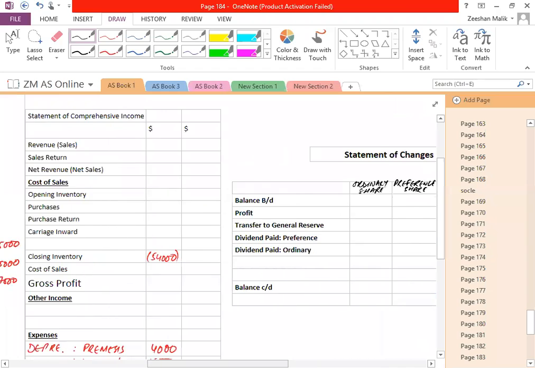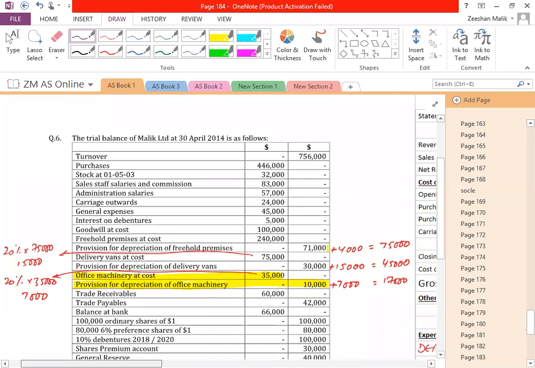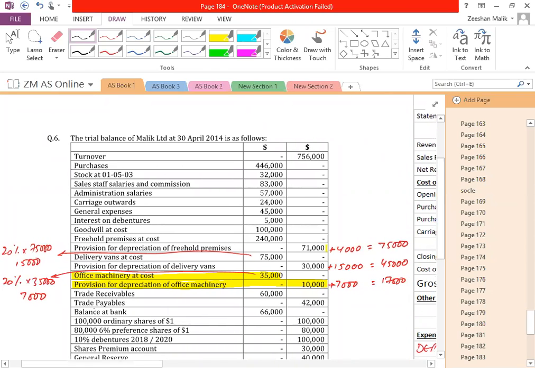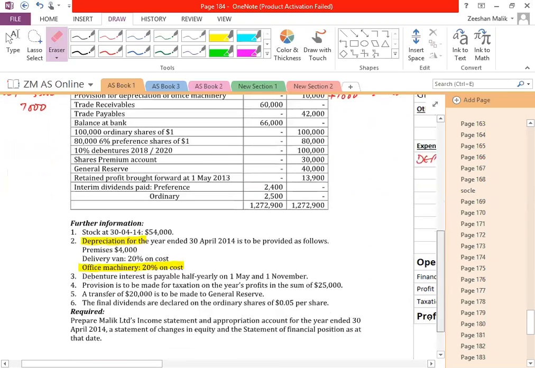Try to use the same title as you have in your financial position. In the trial balance, the title should not be changed. Office machinery, so office machinery. If it is office machine, then office machine. If it is warehouse machine, then warehouse machine. All right. So we did depreciation.